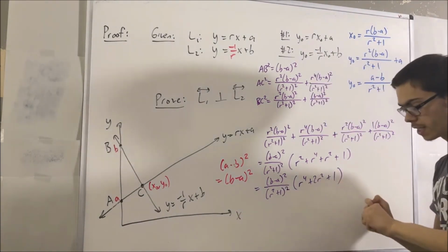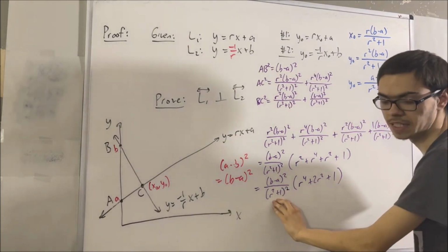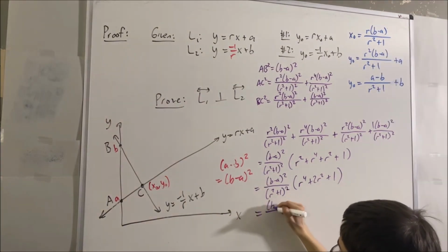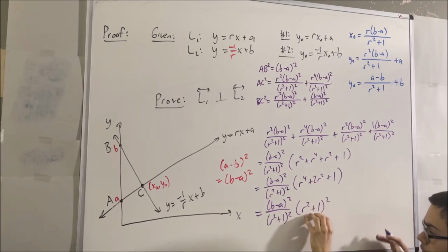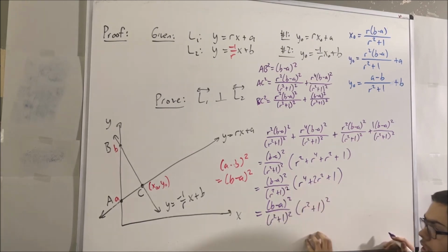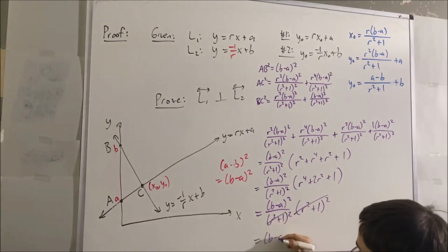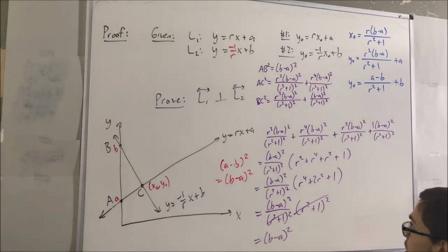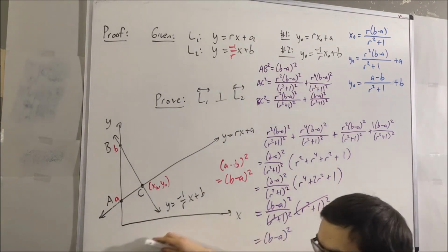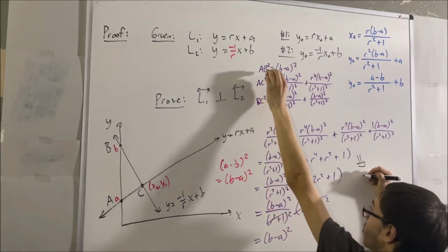But what you need to recognize here is that this is identical to the thing we have in the denominator, because this is a perfect square trinomial. If you were to actually expand this out, you would get this. So you can agree with it. These 2 things cancel out and you're left with b minus a squared. And so this proves that if we add these 2 things together, we get this. So what we've essentially proven here is that AC squared plus BC squared equals AB squared.